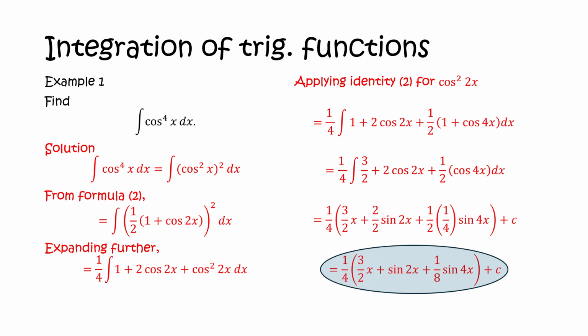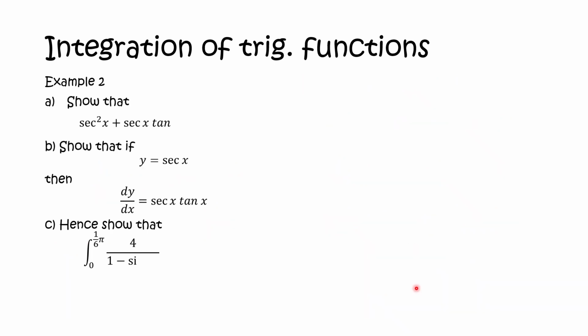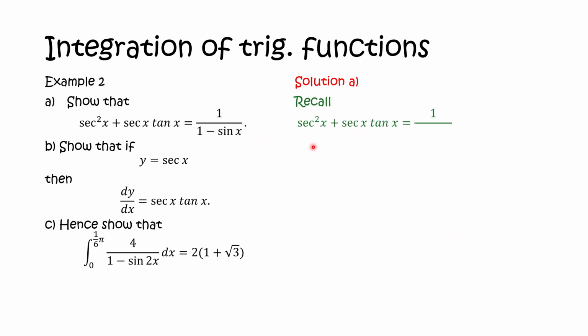Now, let's look at example 2. The first part of example 2 is show that sec squared x plus sec x tan x is equal to 1 over 1 minus sine x. Great. Recall, we are going to make use of something over here.